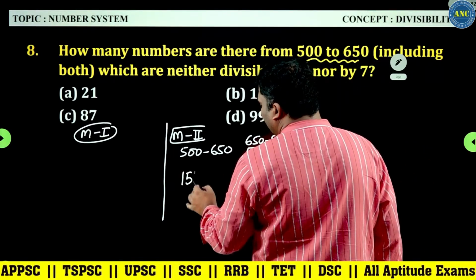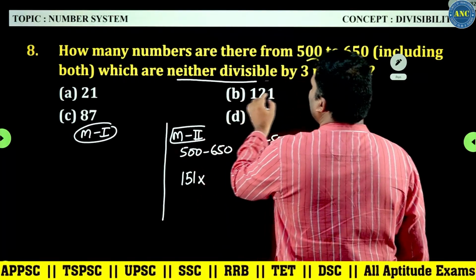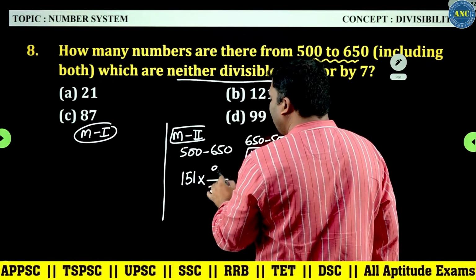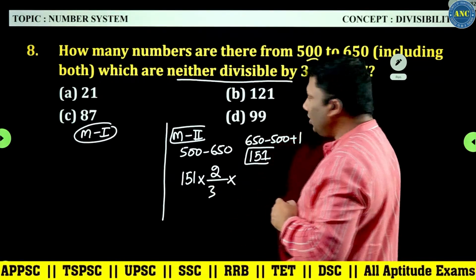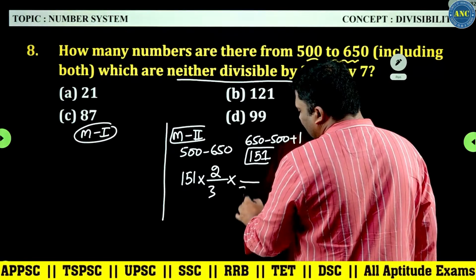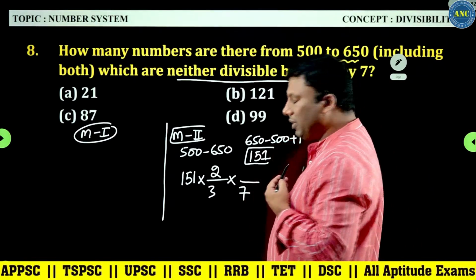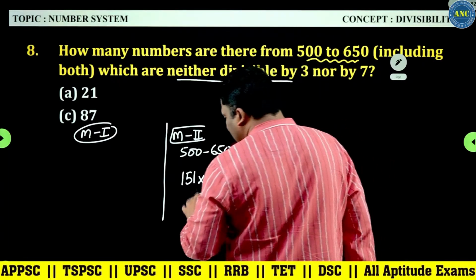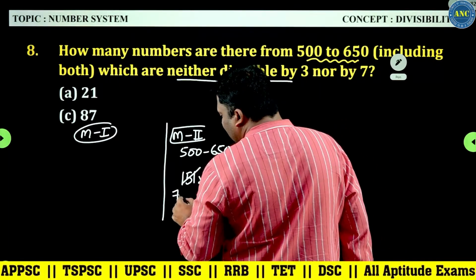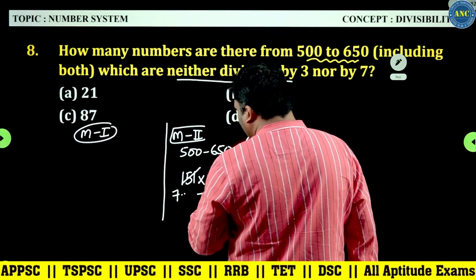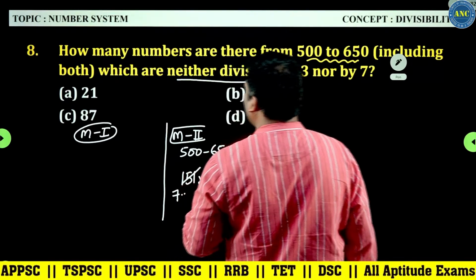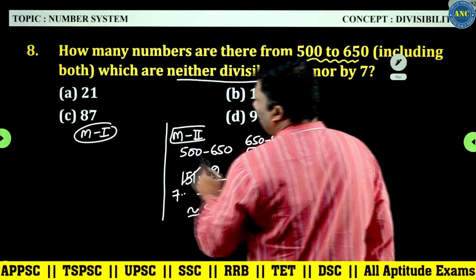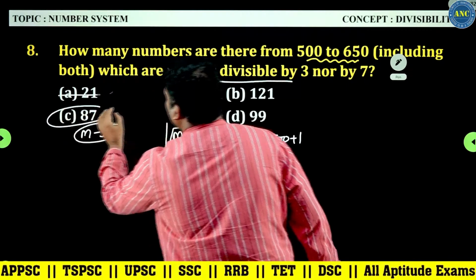In those 151 numbers, how many are neither divisible by 3 nor by 7? Out of 3 numbers, 1 number is divisible. How many are not divisible? 2. For every 7 numbers, 1 number will be divisible. How many are not divisible? 6. 7 3s are 21, 21 7s are 147. So 6 2s are 12, 12 7s are 84. The answer should be just closer to 84. What is the answer for this question? 87. Are you all with me?